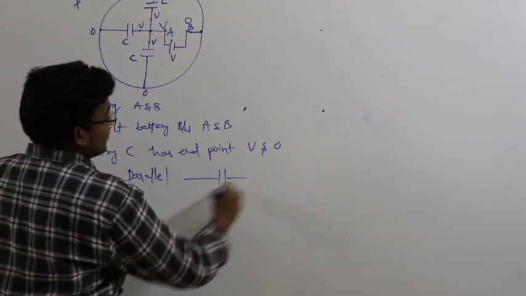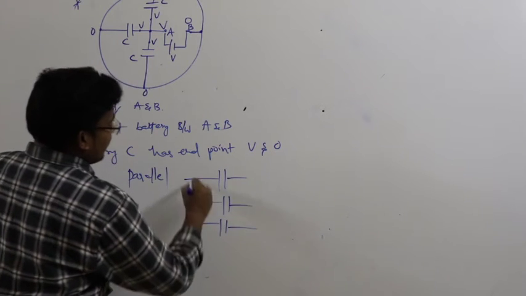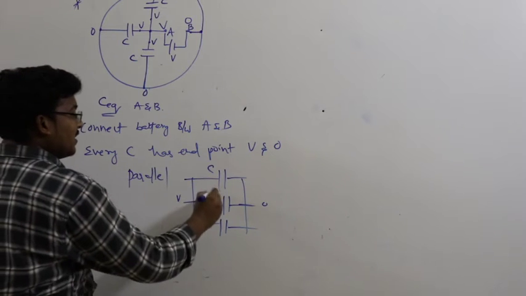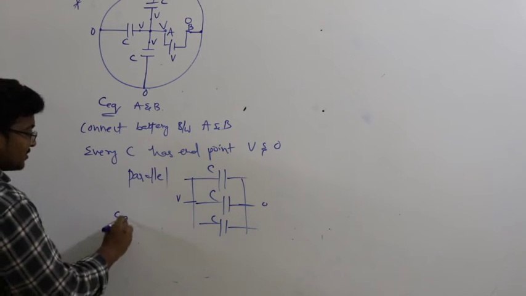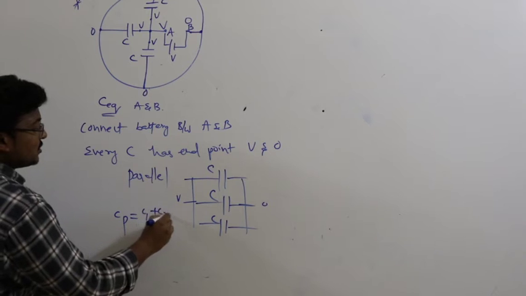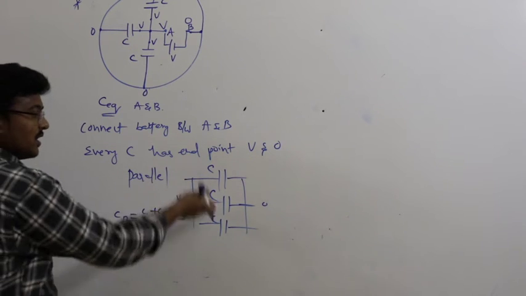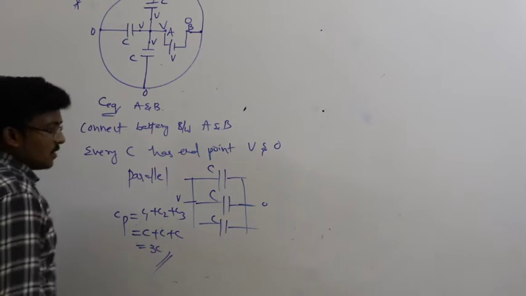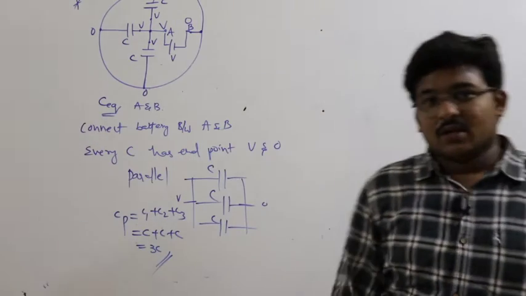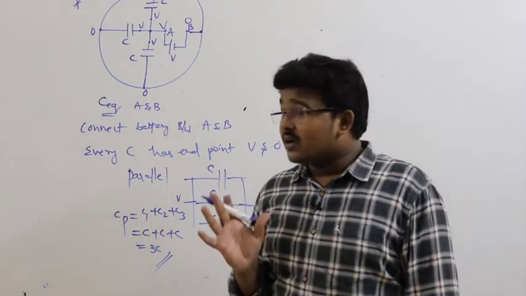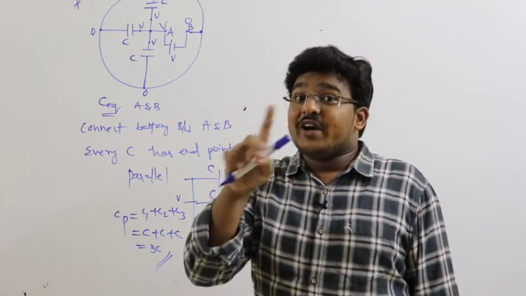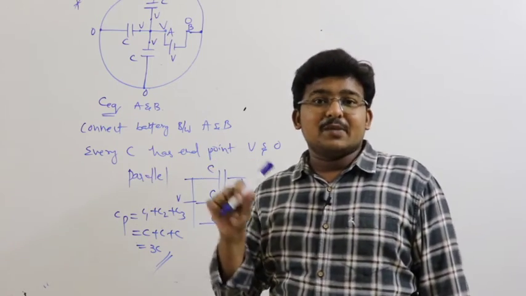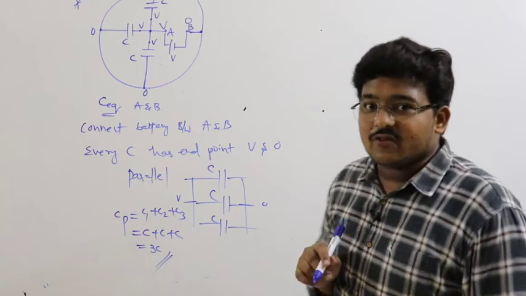You can simply say that all the three are maintained at this V and this 0. So when they are in parallel, what is the formula for parallel? Cp is nothing but C1 plus C2 plus C3, but all are equal, so C plus C plus C, which is 3C. So this is the equivalent capacitance. So what is the method we are following here? We are identifying the end point potentials by keeping the battery between A and B, where they are asking the equivalent capacitance.